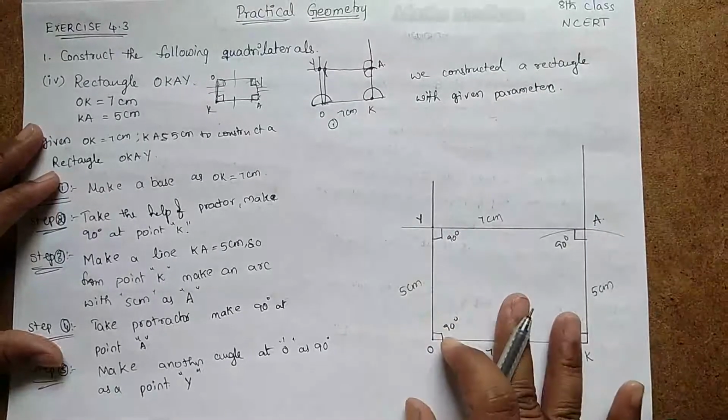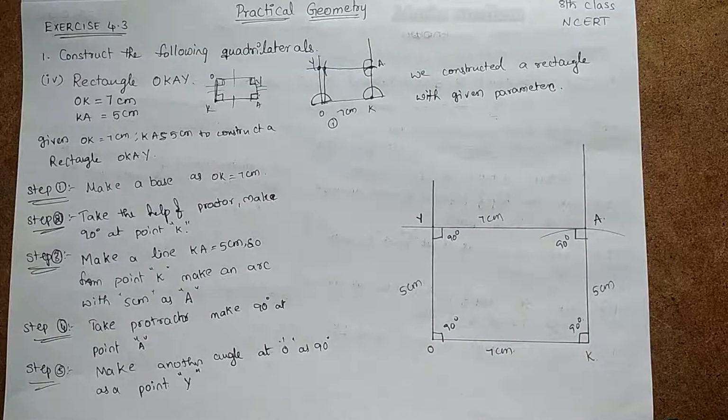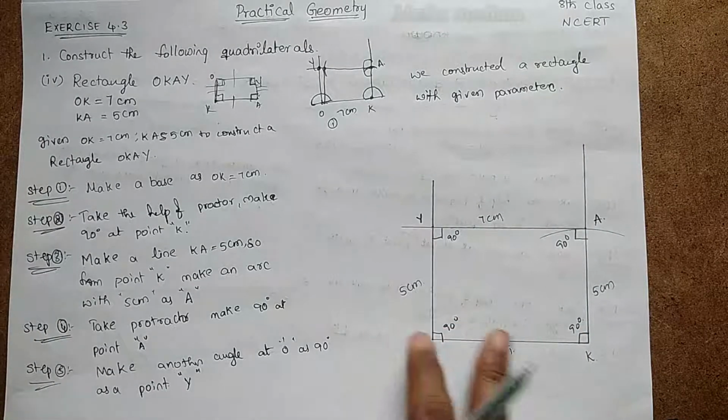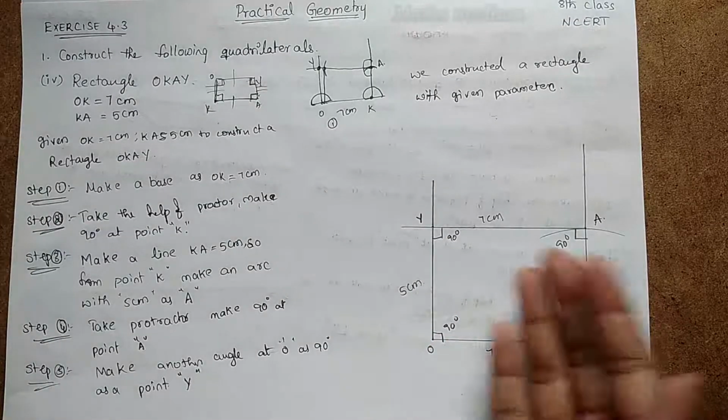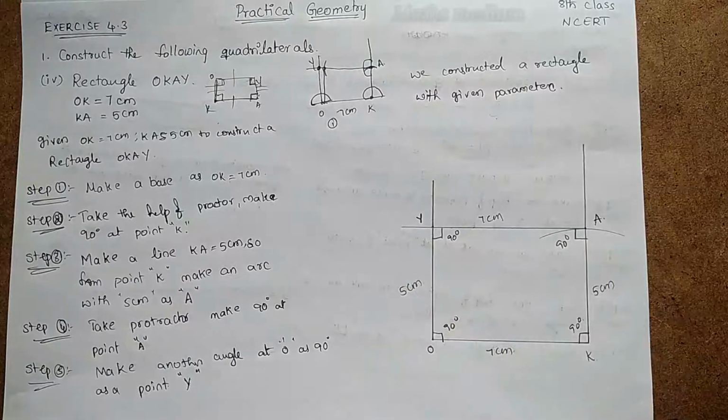So this is about the construction of a rectangle, that is a quadrilateral, with given adjacent sides. I used angles here, but if you are comfortable with the arc procedure, that is the compass procedure, you may follow that. So this is about this session.